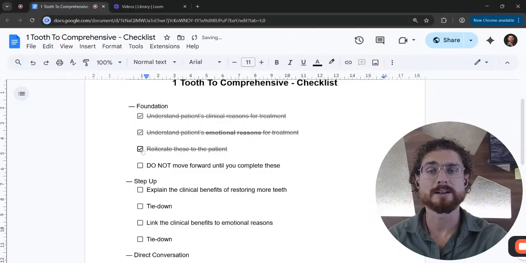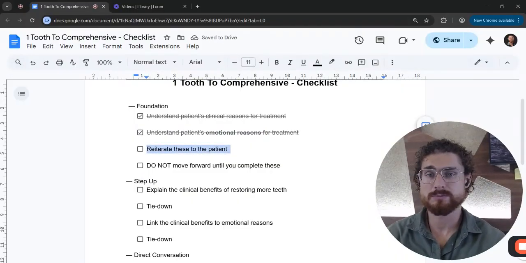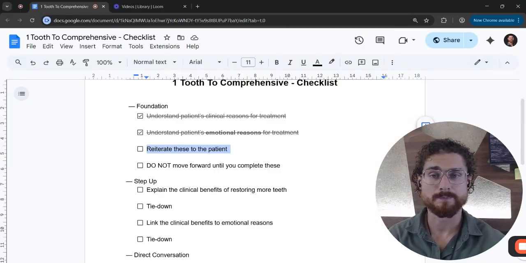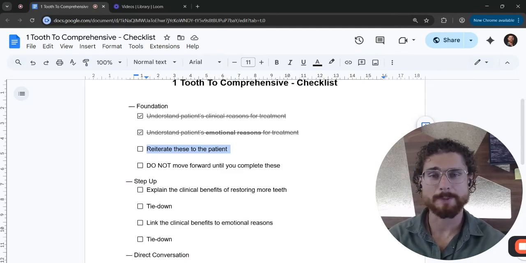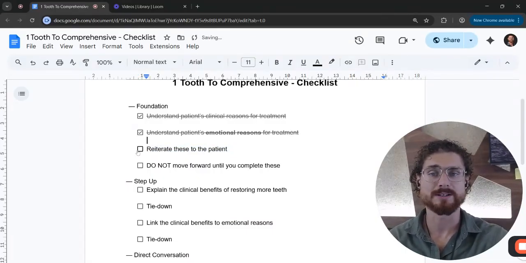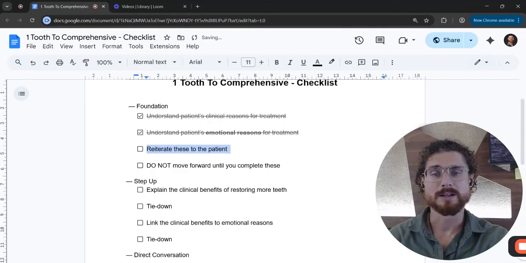You need to be able to reiterate this back to the patient. So if the patient says, "I want teeth whitening so that I can do better in dating," you need to be able to explain that back to the patient. I understand, you really care about your dating life. You're recently single, you're trying to get out there, you're trying to meet people, and you want to put your best smile forward. So make sure you reiterate that to the patient, because if you're right, they'll confirm. If you're wrong, they'll let you know, and then you can adjust and correct from there.